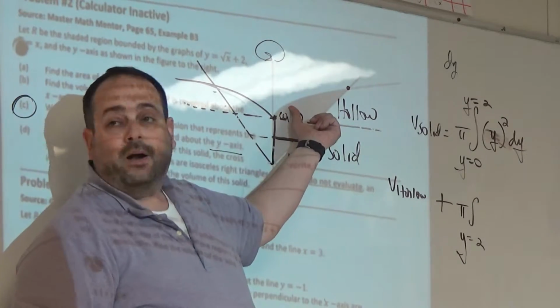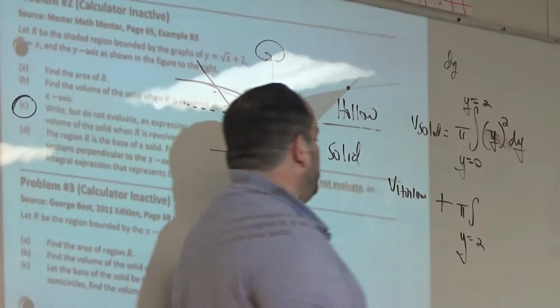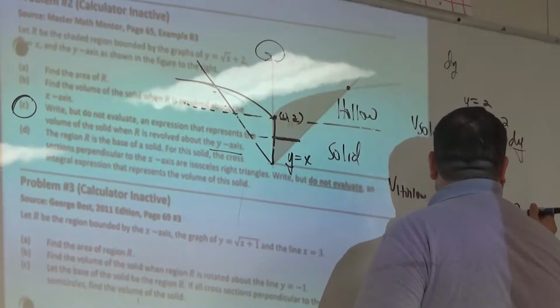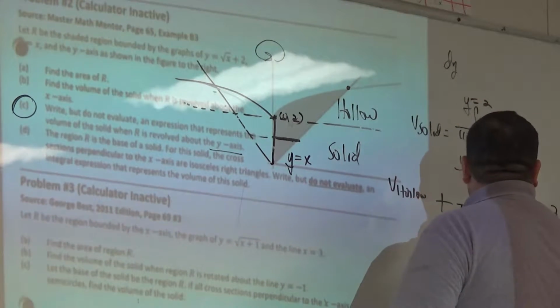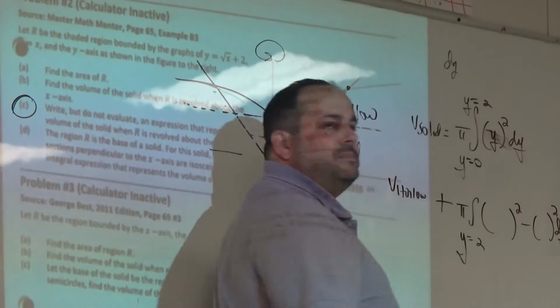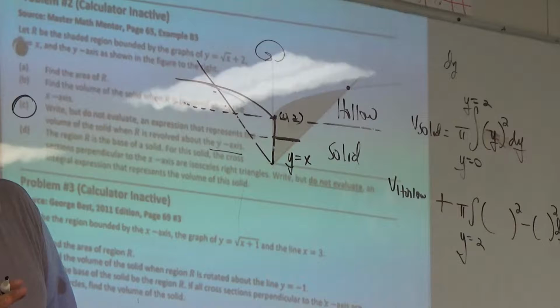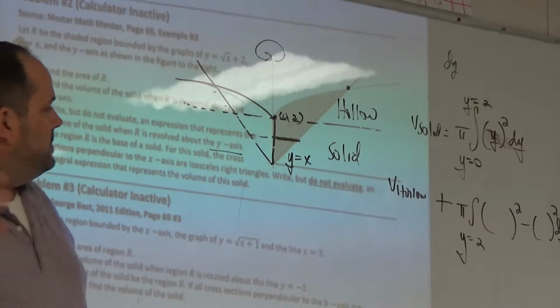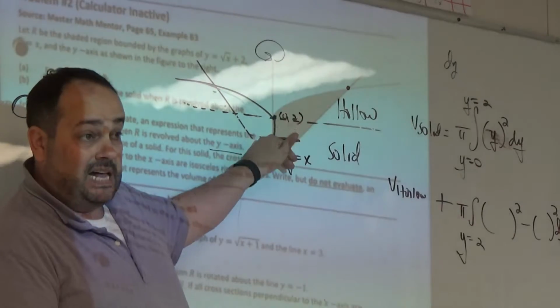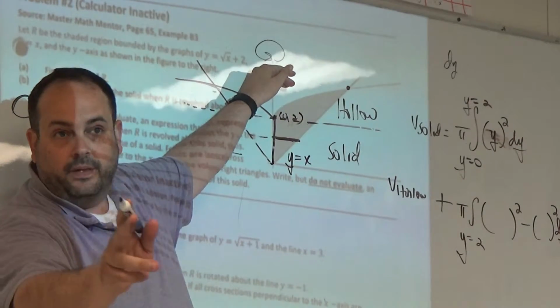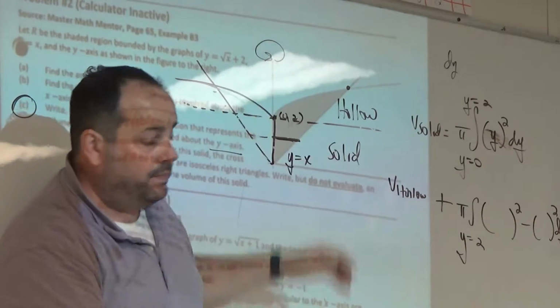For this top part, because it's hollow, your integral has to look like a big R squared minus a little r squared, but it has to be done in terms of dy. That's about the extent of the help that I'm going to offer on this problem right now. But is everybody okay with this? We got a solid part and we got a hollow part. Never dealt with this before.